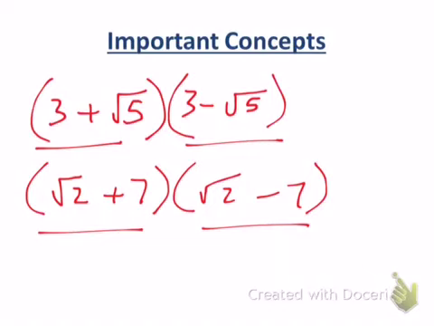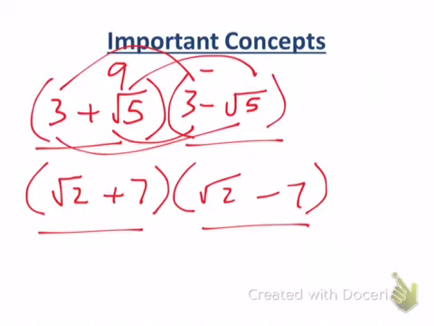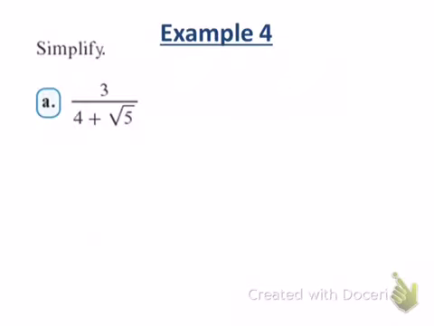The first one. 3 times 3 is 9, right? Negative 3 square roots of 5 and positive 3 square roots of 5 cancel each other out. Square root of 5 times negative square root of 5 is negative 5. So we've got 9 and negative 5, which is 4. Yeah, I forgot to multiply the positive square root of 5 and negative square root.